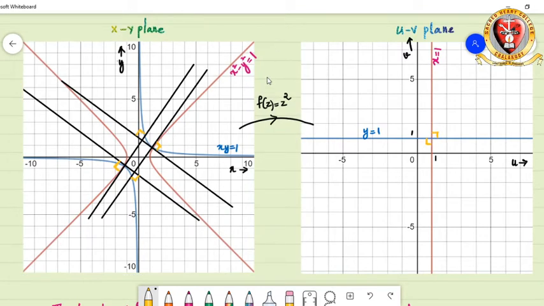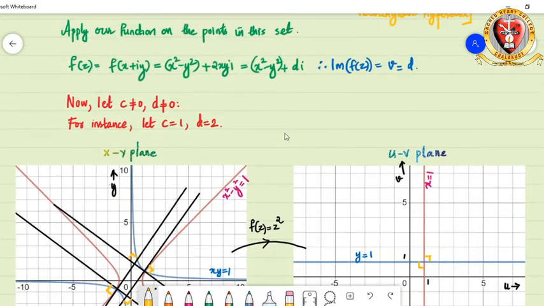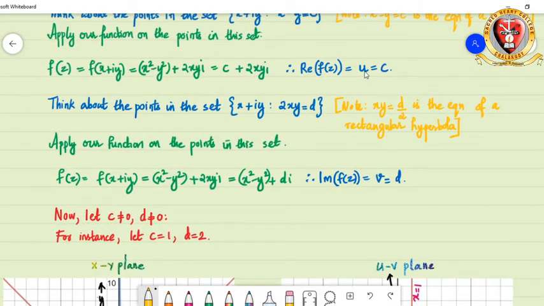Now you applied f of z is equal to z square on the first set, x square minus y square is equal to 1, the points sitting on this hyperbola. And then what you got is, let's check it.